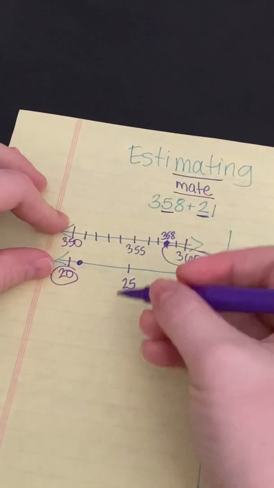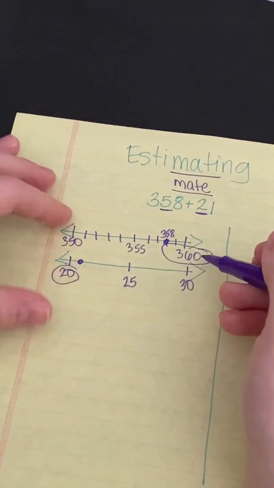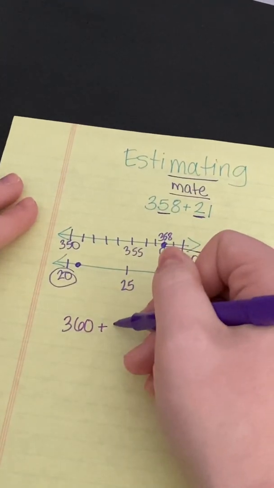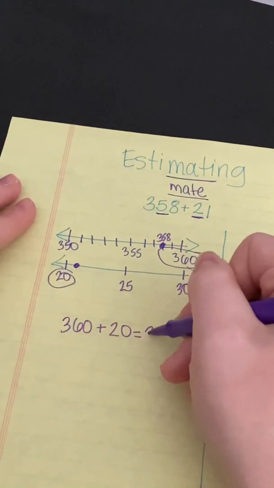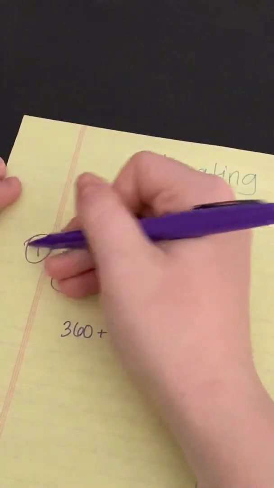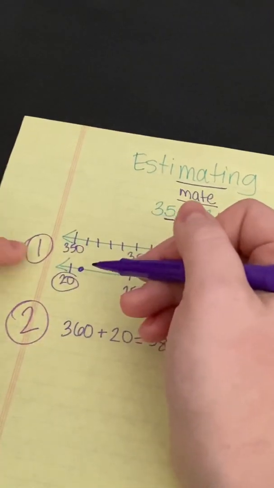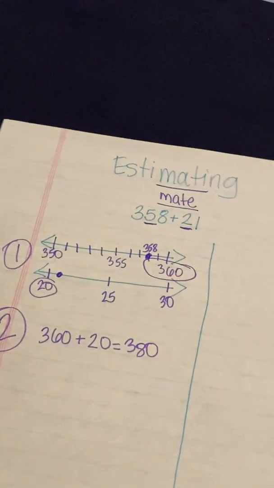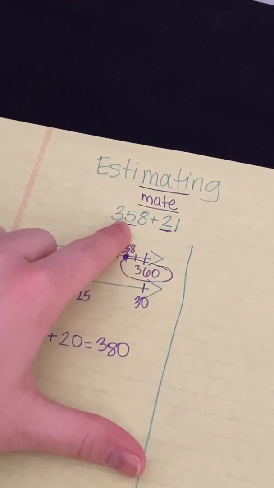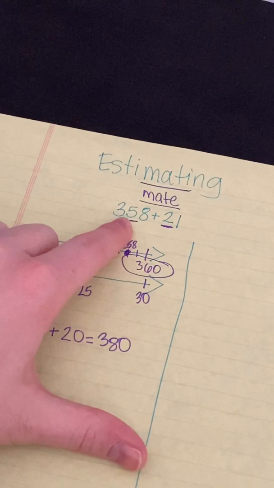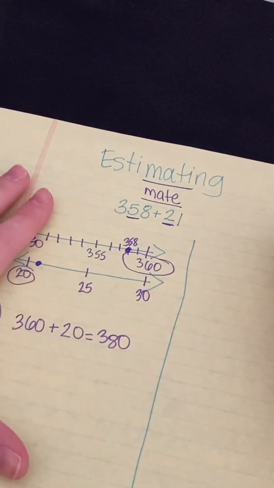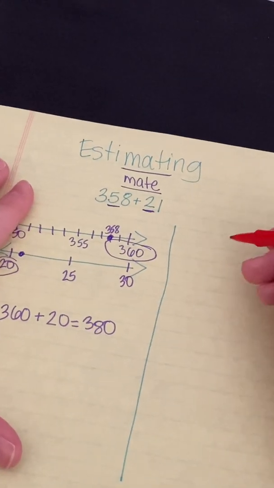The second part is to solve using those rounded answers. So since this is an addition problem, I'm going to add 360 and 20. And that gives me 380. So those are the two parts when I am estimating. I have to round and then solve using those numbers. But to make sure that my answer is reasonable, I need to actually solve this problem. And I can do that with a progression strategy or mental math. And I'm going to do a progression strategy for this one.